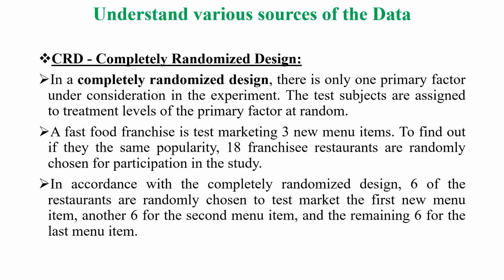In accordance with the completely randomized design, 6 of the restaurants are randomly chosen to test market the first new menu item, another 6 for the second new menu item, and the remaining 6 for the last menu item. So 3 menu items were introduced, and we are testing the first item with 6 restaurants, the second item with another 6 restaurants, and the third item with the remaining 6 restaurants. We have chosen 18 franchises, and each group has 6 restaurants with menu items.